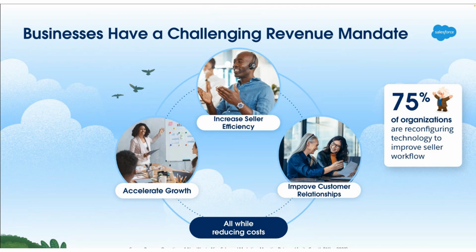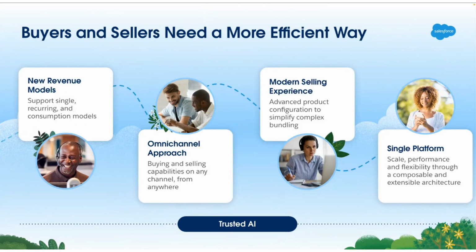As per studies, 75% of organizations are reconfiguring technology to improve seller workflow. It's all built around making sellers more efficient. Buyers and sellers now need a more efficient way of buying and selling. This can be broken down into four different areas.